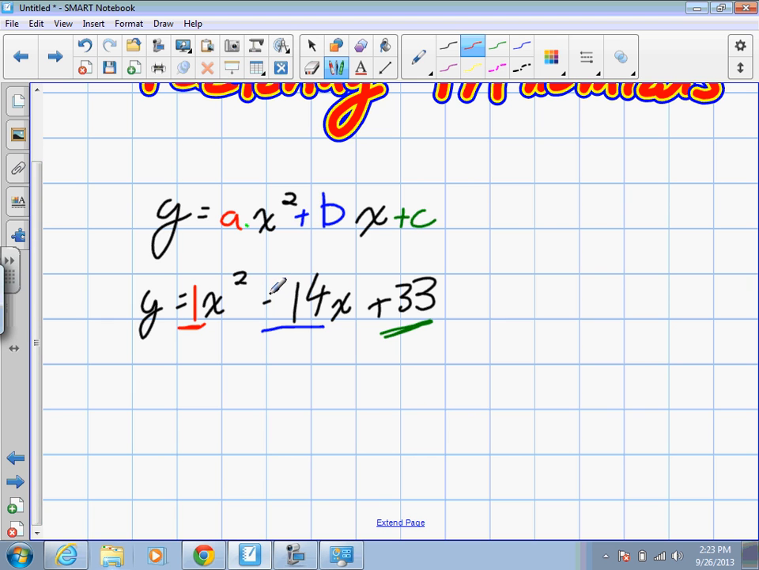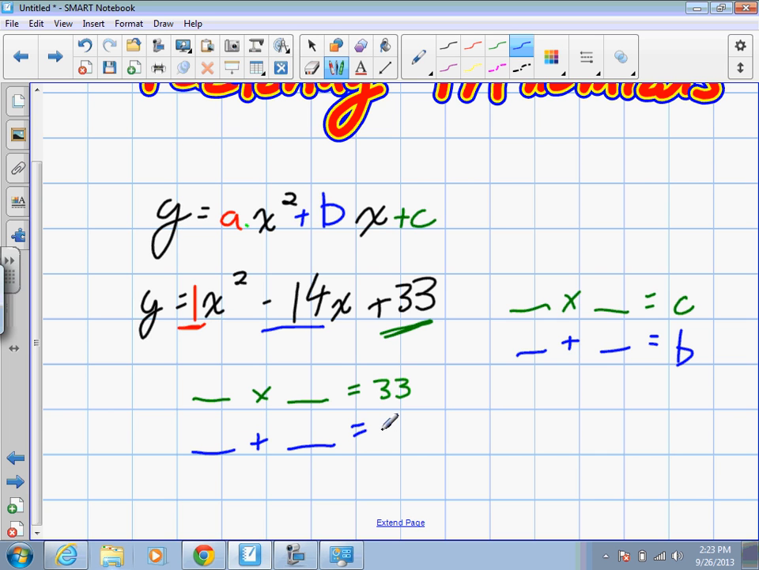We're going to be looking for two numbers that multiply to c and add to b. So what we mean by that is two numbers, we don't know what they are, that when we multiply them together are equal to our c value, and those same two numbers, when added together, equal our b value. So in our case, what is our c value? 33. How do you know that? It's on the tower. And what is our b value? That's good. Negative 14. I need two numbers that multiply together and equal 33.